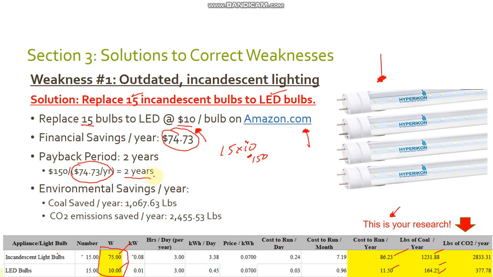Now, to sweeten the deal, let's just say you look at the box, and on the back of the box it says, at a rate of 3 hours per day, these light bulbs can last, let's just make a number up, 10 years. So if the payback period is 2 years and the life of the light bulb is 10 years, you'd be able to say, you have 10 years of saving $74 per year. Don't forget to slide in the environmental impacts that you're saving as well by changing the light bulb. So that's weakness number one.